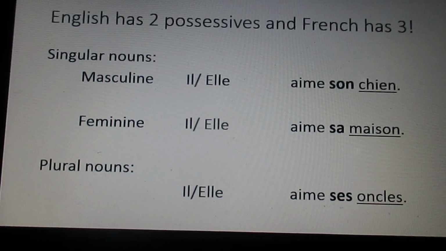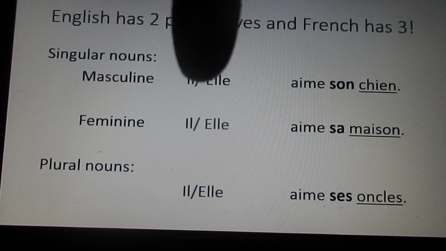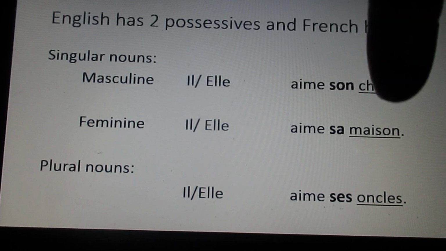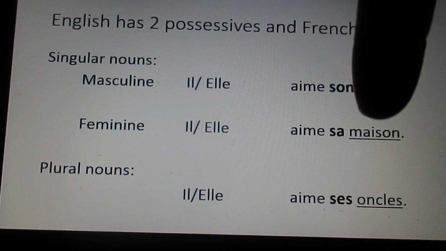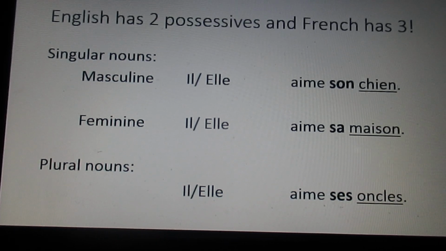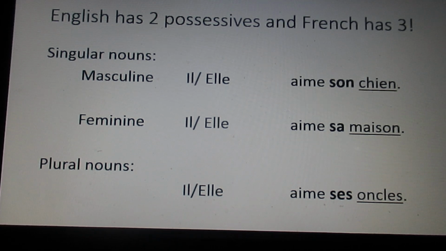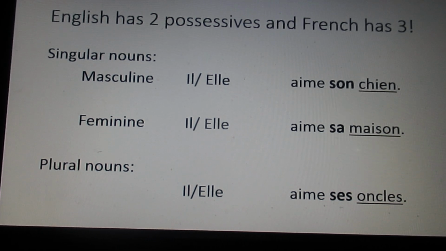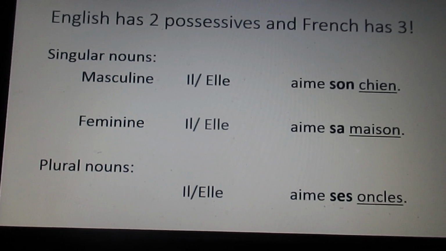If the object is feminine, right? If the noun is feminine, it doesn't matter again if it's il ou elle. Aime sa maison. And we're choosing sa because maison is feminine and singular. So with singular nouns, we have to choose between masculine and feminine forms. In the plural nouns, again, we can have il ou elle aime ses oncles, right? So there's more than one uncle. So we're going to choose the plural form. Son, sa, ou ses. So we have three choices in French.